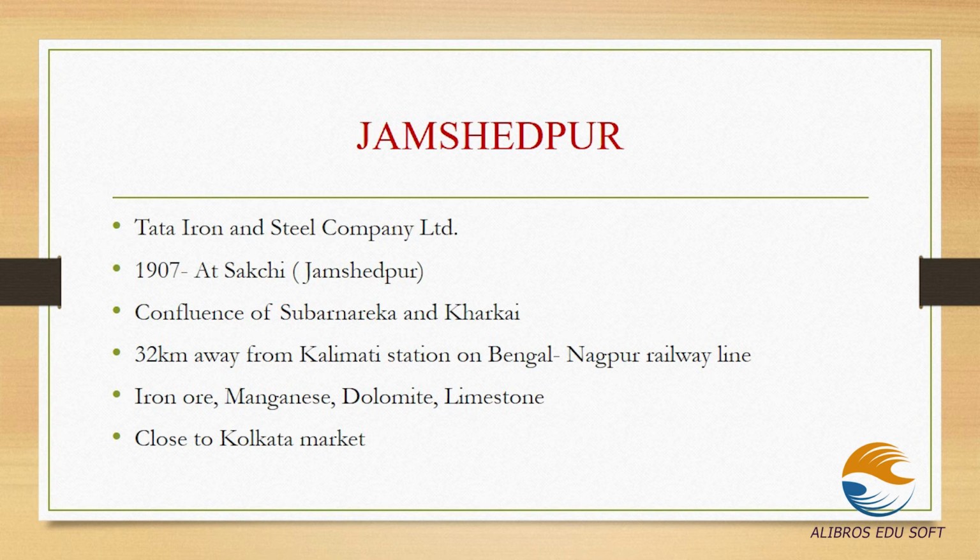Here, the question is why Jamshedpur was chosen. It is 32 kilometers away from Kalimati station on the Bengal-Nagpur railway line. It is close to iron ore, manganese, dolomite and limestone, which it gets from Odisha and Chhattisgarh. It is very close to Kolkata. Kolkata is a wide market. These are all the most important factors for which Jamshedpur was selected for starting an industry like this.